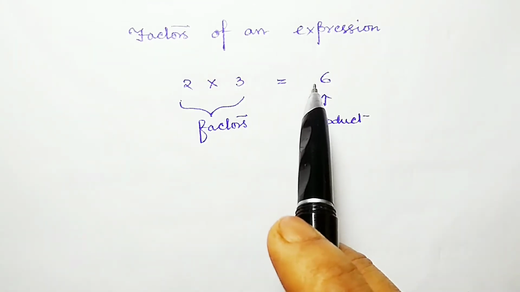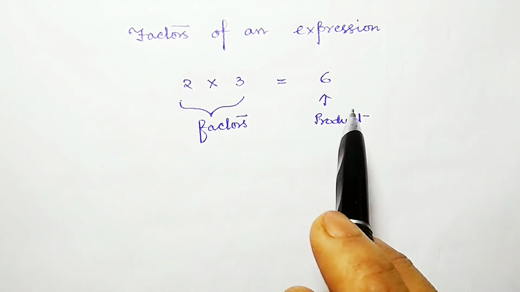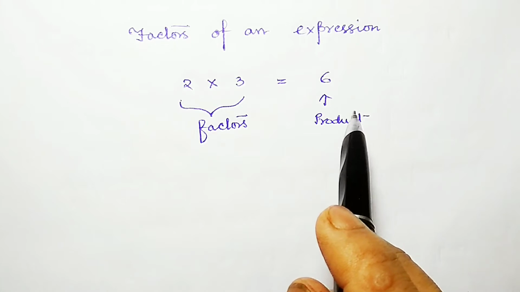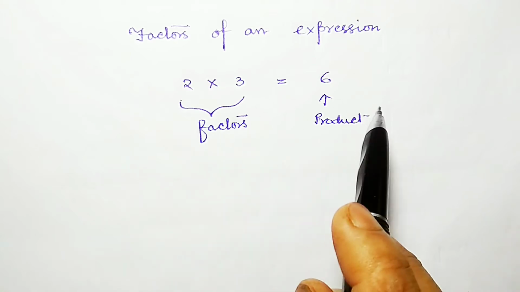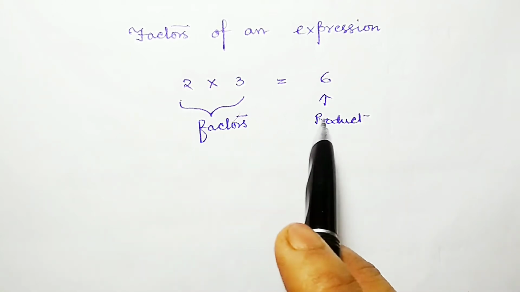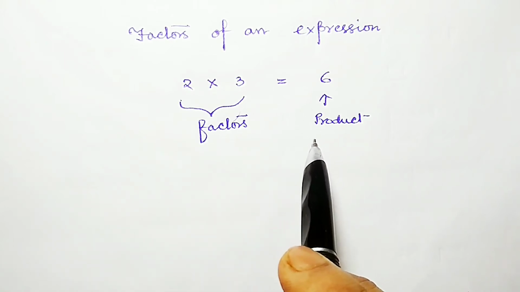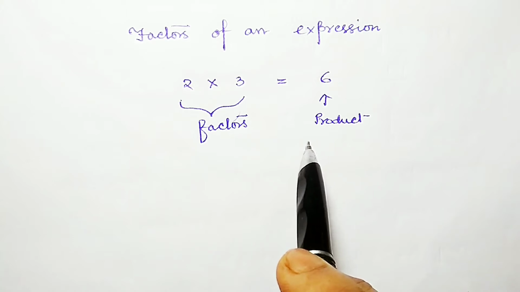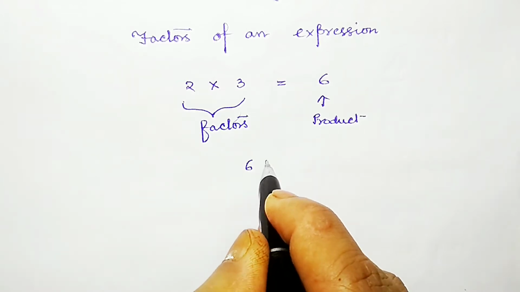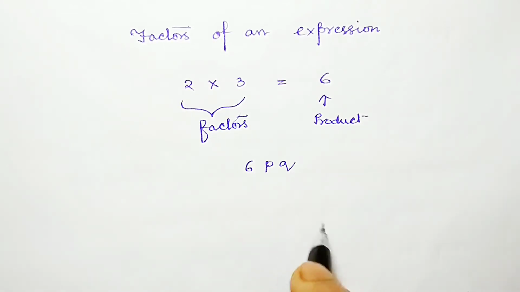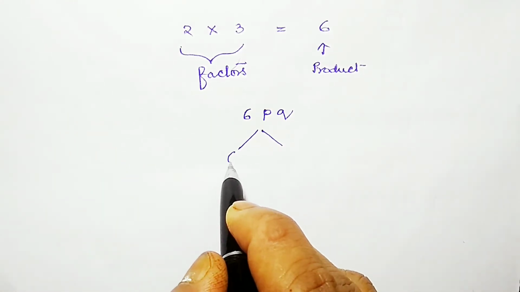Factors of an expression. When two or more than two numbers are multiplied, the result that we get is called the product. Each number which has been multiplied to get the product is called a factor. So in this example, 2 and 3 are the factors and 6 is the product. Similarly, in the case of algebraic expressions also, we can find the factors. Suppose, let me take one simple example: 6pq. Now 6pq can be written as 6 into pq.